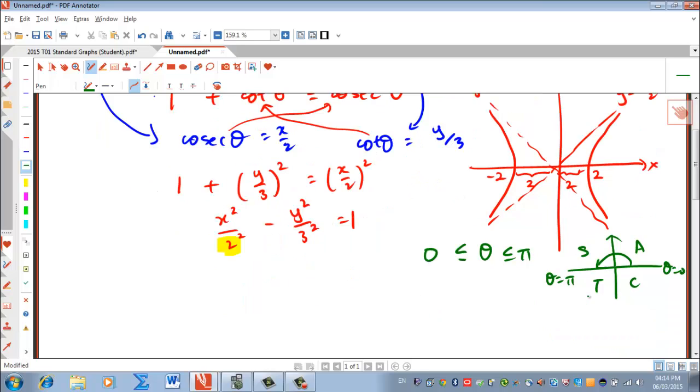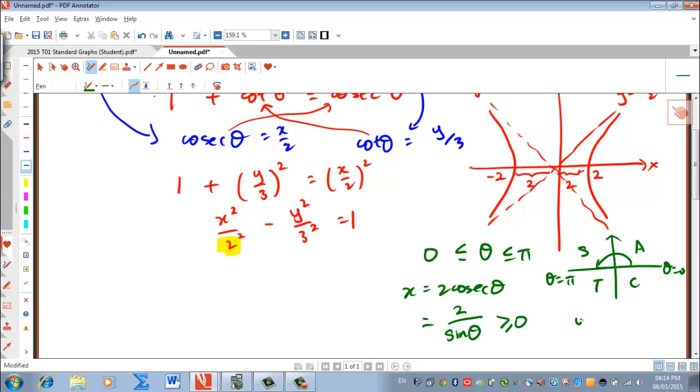Now, for x, we have 2 cosecant theta. We know that that is the same as 2 over sine theta. Now, we know that in the first two quadrants, the sine is positive. So it means that x must be positive.